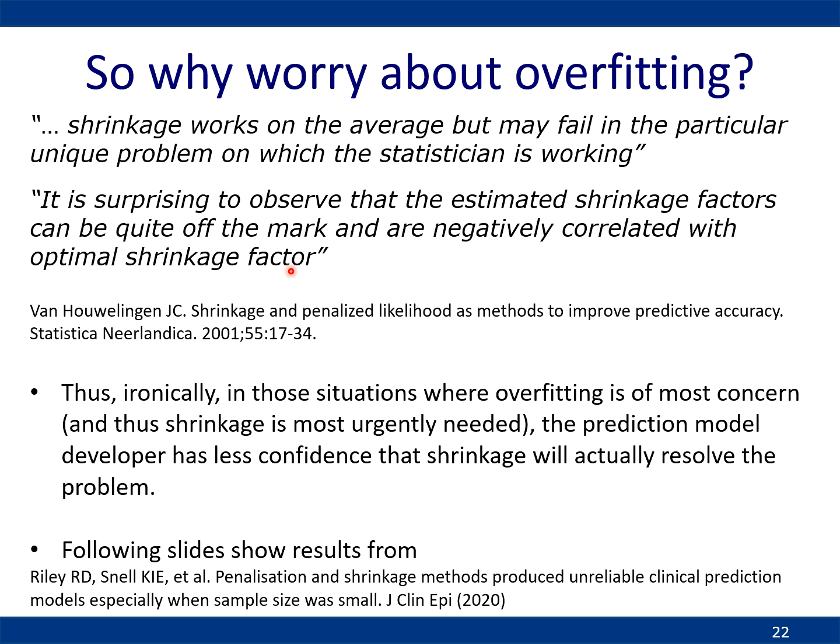By that last statement, he means that if by chance you happen to estimate a very large R squared, then you'll estimate that you don't need as much shrinkage when actually you potentially do, if that large R squared is just a completely chance finding. So ironically, in those situations where overfitting is of most concern, you're going to struggle the most to get it right. The following slides give some examples that illustrate this, taken from a recent paper that we published in the Journal of Clinical Epidemiology.